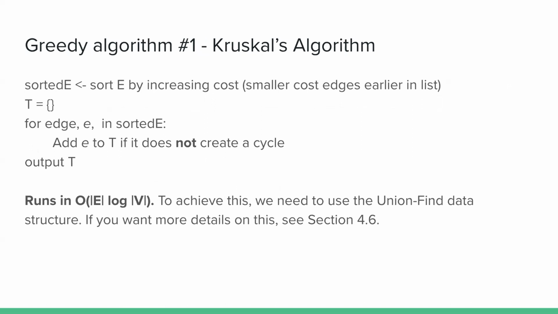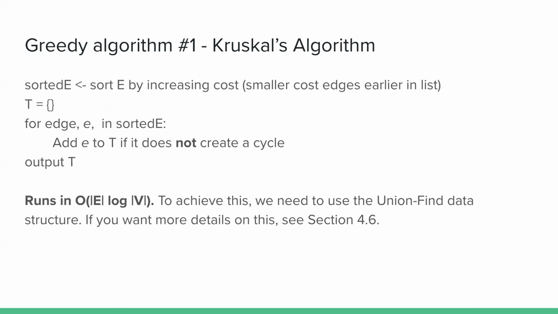Okay. So the first algorithm that we covered was Kruskal's algorithm, which is fairly simple. We just sort all of the edges in increasing order of cost. We take the cheapest edge so long as it doesn't create a cycle, and then just add that to our set, right? And we proved the optimality of this using an exchange argument in class.